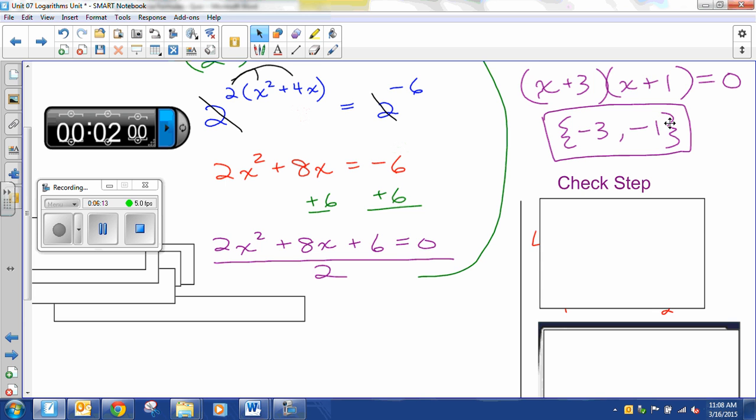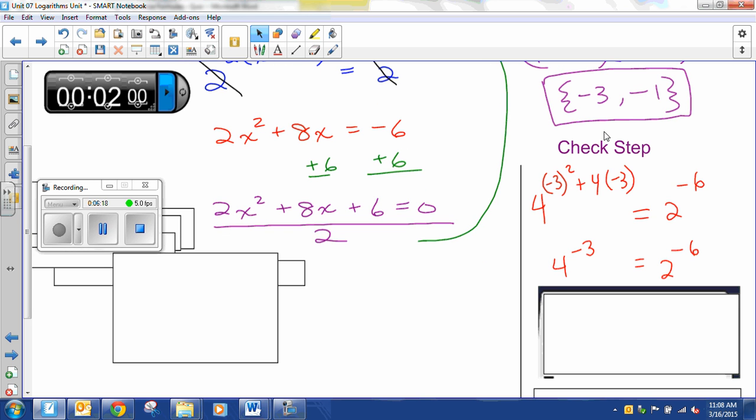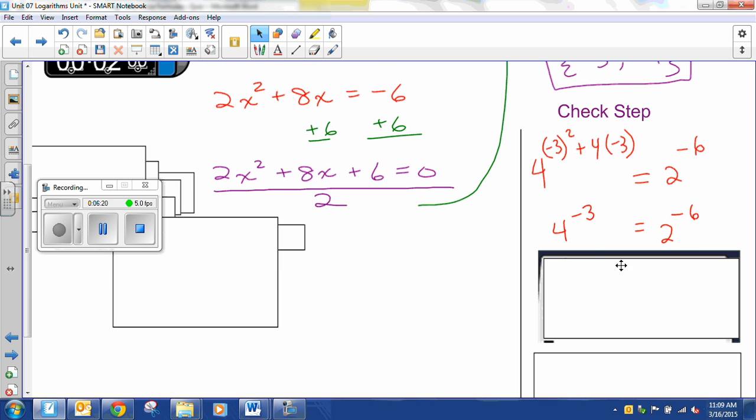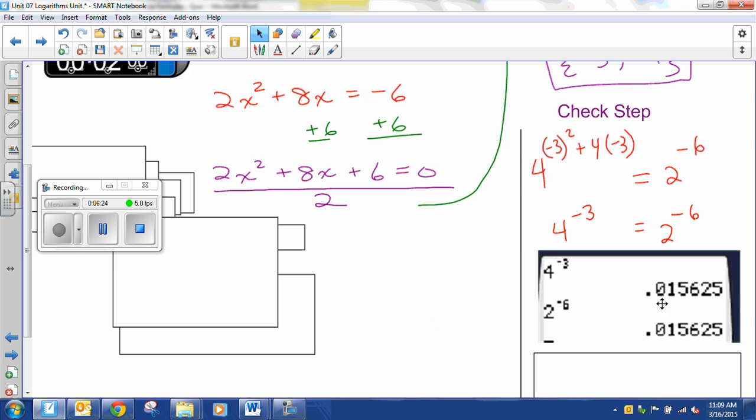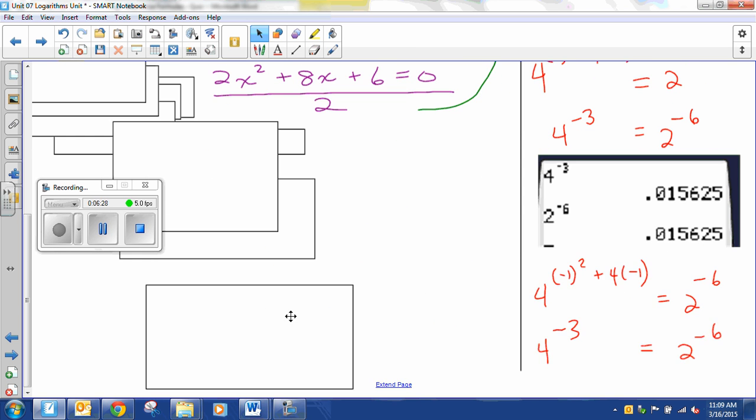For the check step, yes, you have to plug both of them back in individually. And as you can see, when we start with negative 3, we get 4 to the negative 3rd equals 2 to the negative 6, which does check out. Now let's plug in negative 1. We end up with the same thing. 4 to the negative 3rd equals 2 to the negative 6.